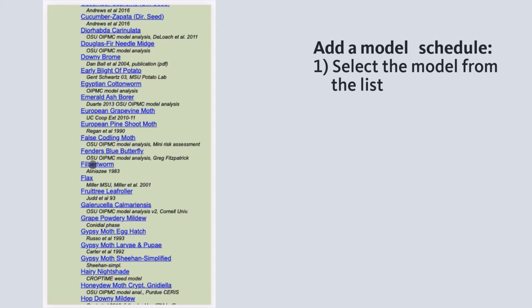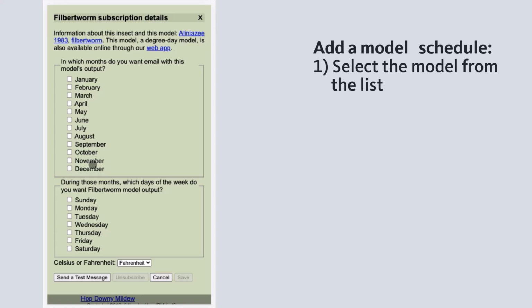So I'll go ahead and select that by just clicking on the link, and the filbert worm subscription details pop-up window comes up. There's information about this insect and this model, where this model came from. You can click on these links at the top here, and that will tell you what the model is actually running. It'll show you some details about the biofixes if they're there, or the degree days, upper and lower thresholds.